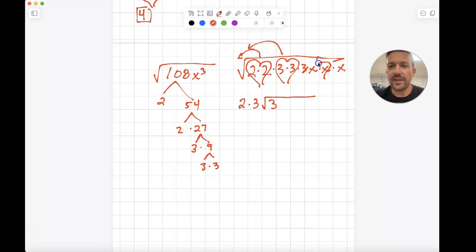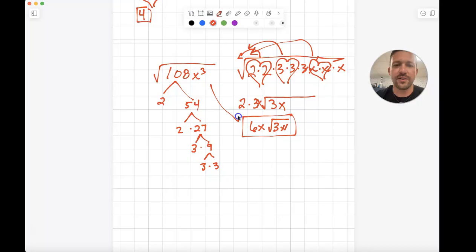Oh, look, we got a couple of x's that can come out. So I can put an x there. And there's 1 x that was left in there. So let's see here. 2 times 3 is going to make 6x, square root of 3x. And that is that rewritten.